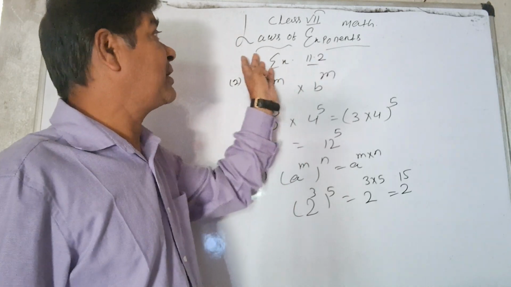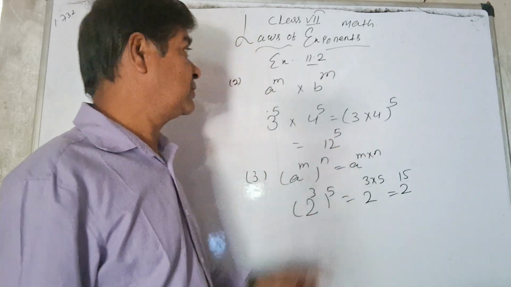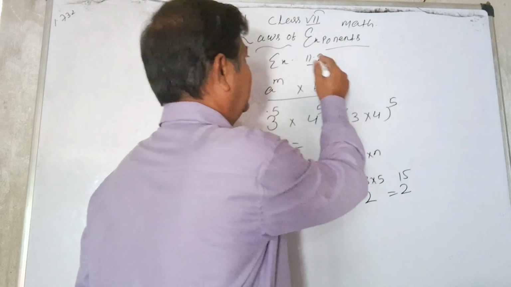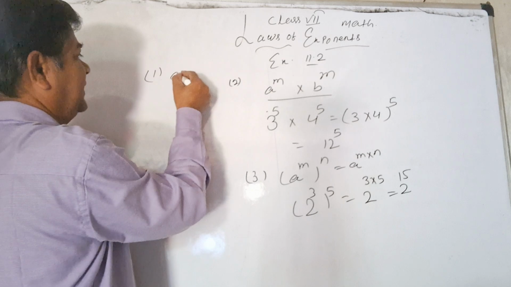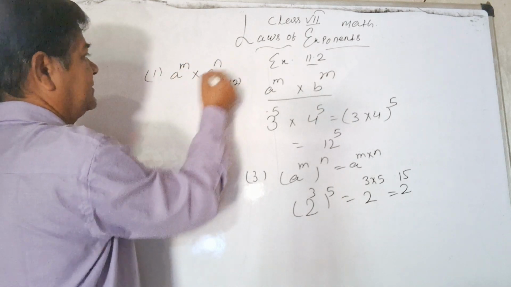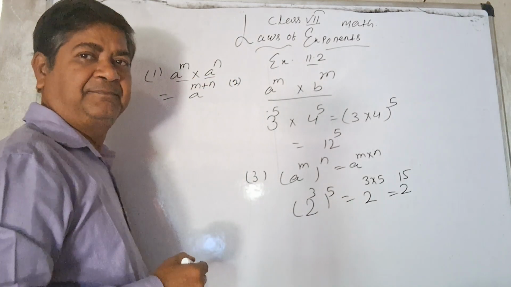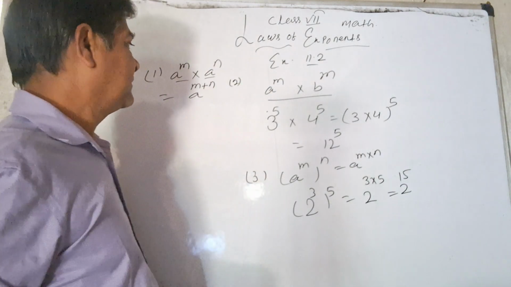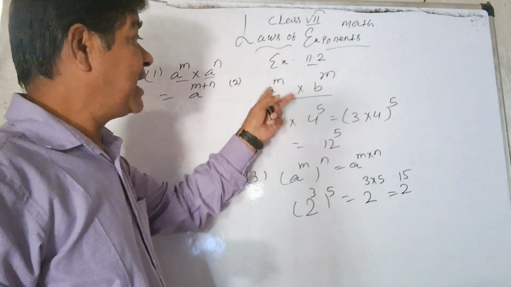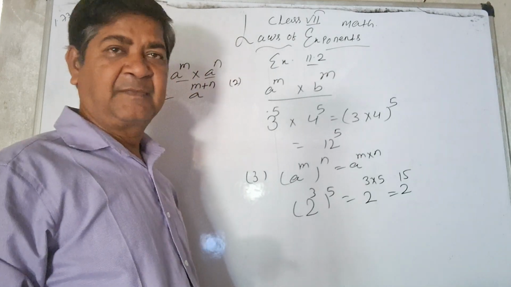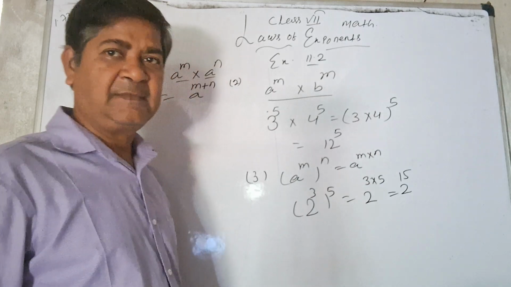In exponents and power we study the laws of exponents. For multiplication there are three rules. Let me recall them once more. Number 1, same base: a to the power m into a to the power n, the answer will be a to the power m plus n. Here the base remains the same, the powers differ, and the powers add. But here the base differs: a to the power m, b to the power m. The exponents or powers are the same, the bases are different. What will the answer be?